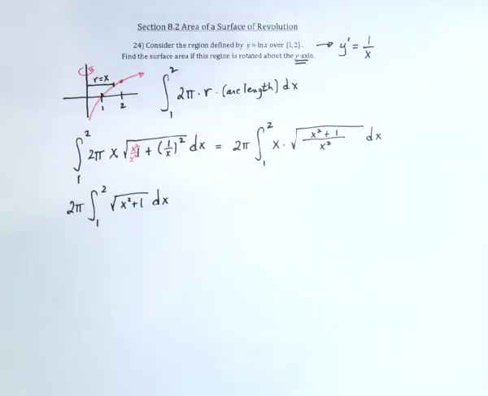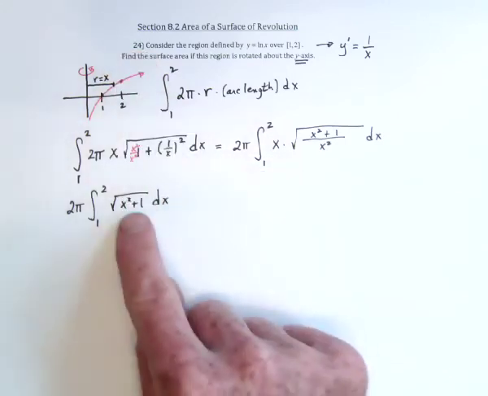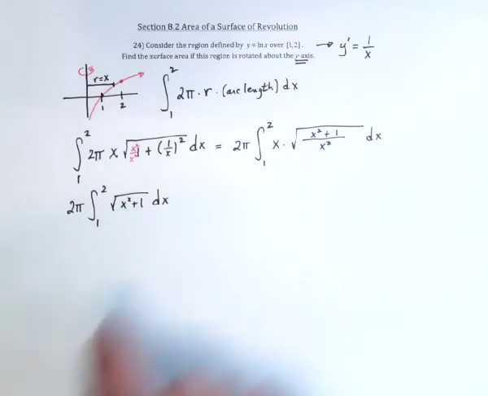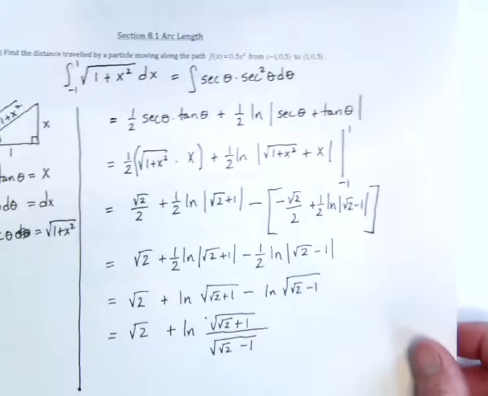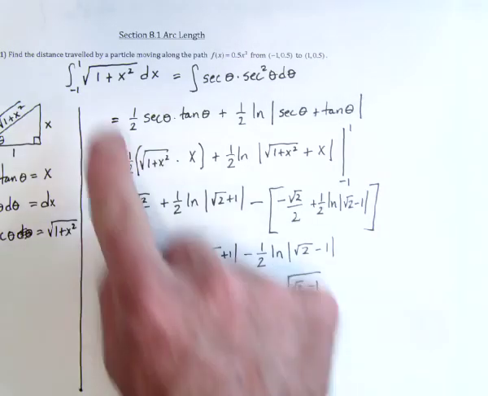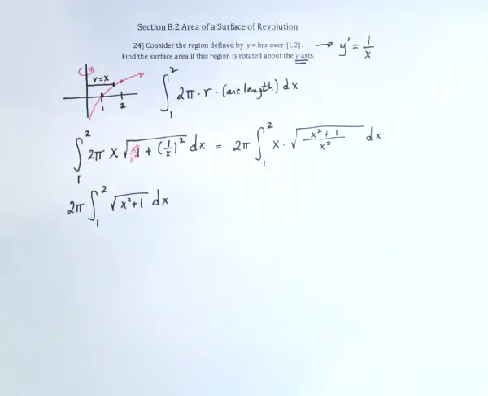And with this, square root of x squared plus 1, if you look back at number 21, here's number 24, if you look back at number 21, I did this problem, and that in itself took me about 11 minutes, I believe. It's pretty challenging. It turns out to look something like this. So if you want to see how to integrate this, look back at number 21. There's the lovely work.